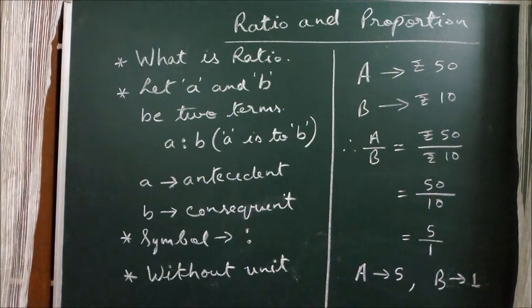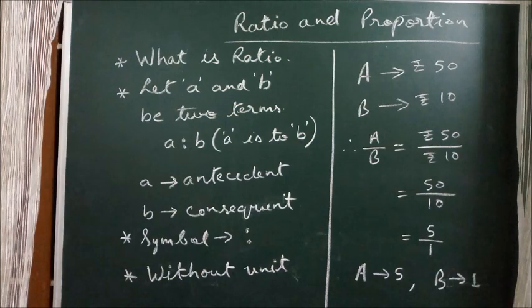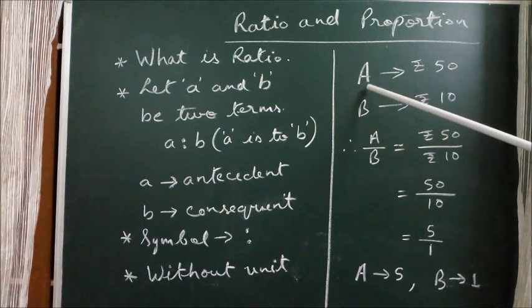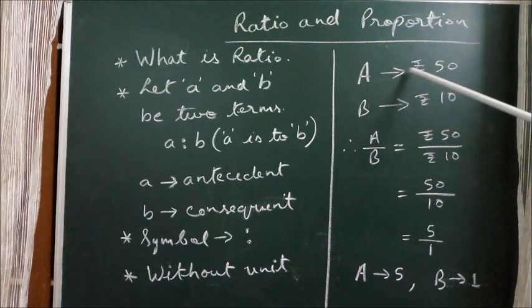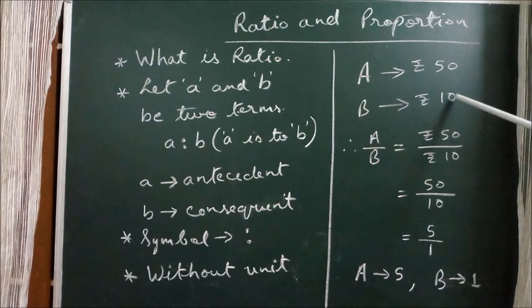Today I am going to teach you the chapter Ratio and Proportion. So the first question that comes to our mind is, what is ratio? Let us consider one example. Say A and B are two things, and the cost of A is ₹50 and the cost of B is ₹10.